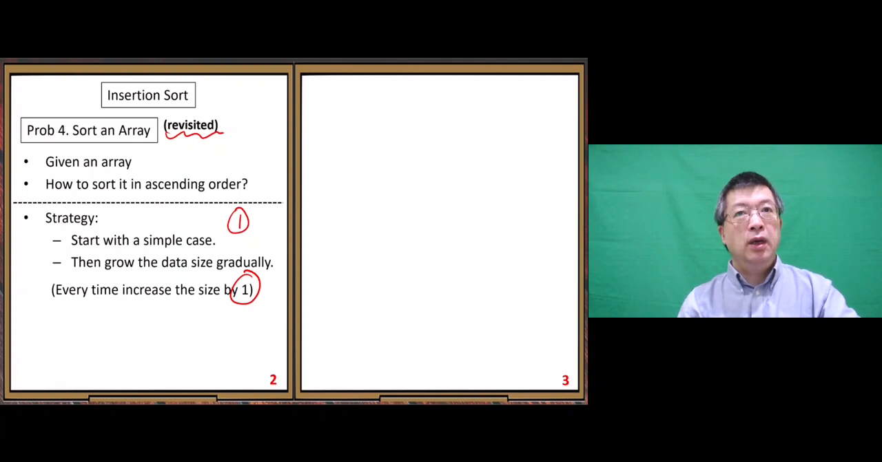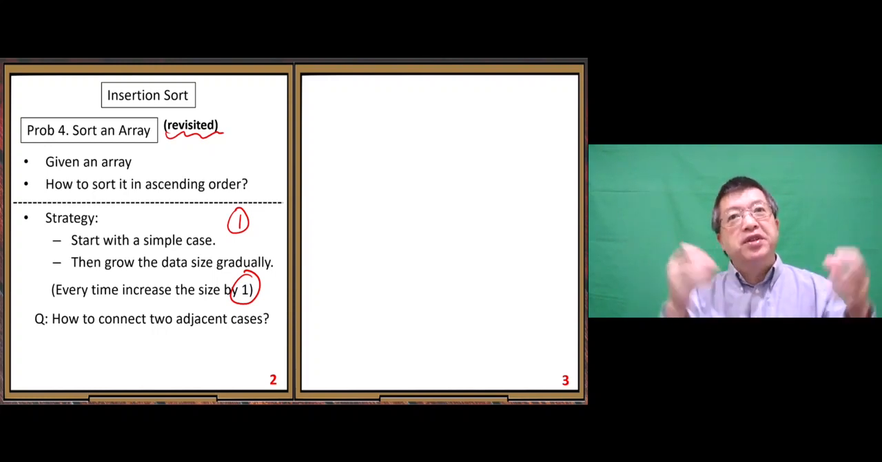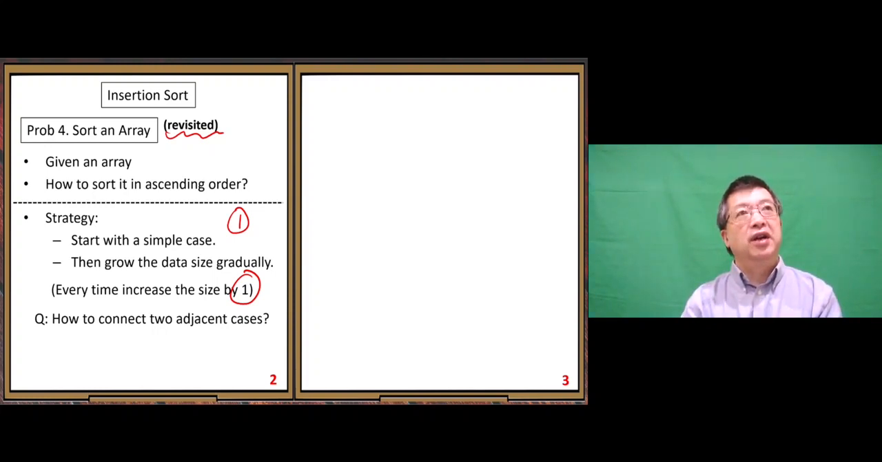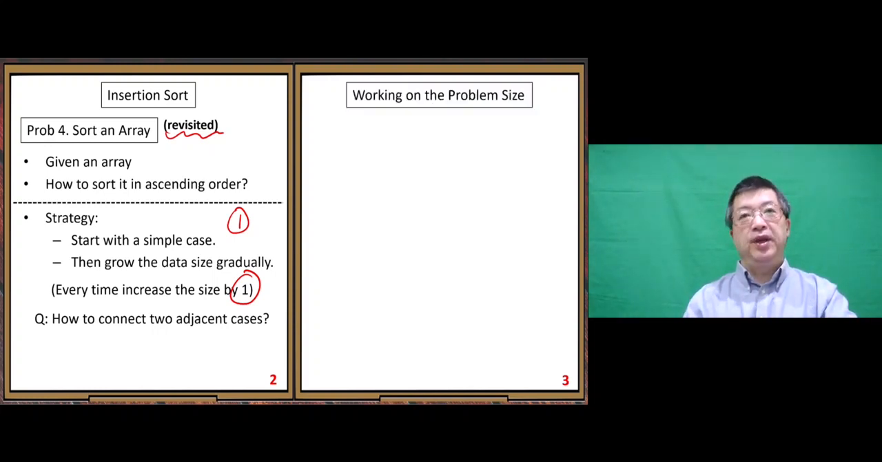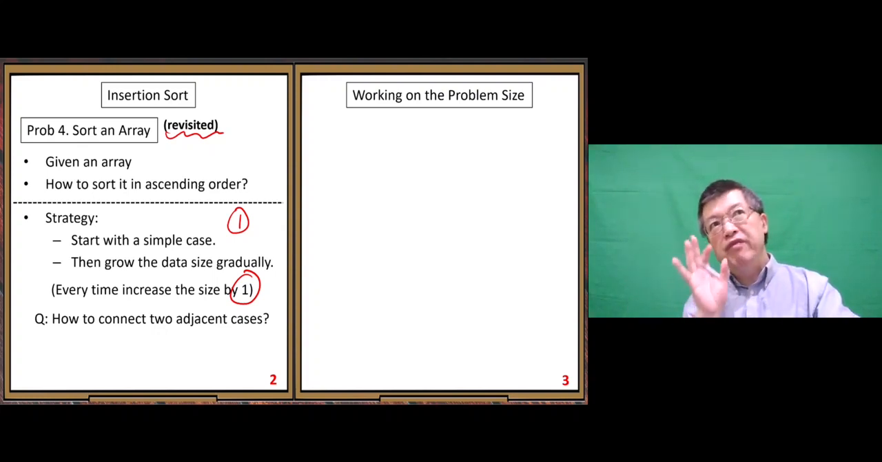But the question is how to connect the two instances. If we use the terminology of the textbook, instances. That's the key: connect two instances. Let's do the work here. When we do this work, let's draw some diagram, because we need some visualization.